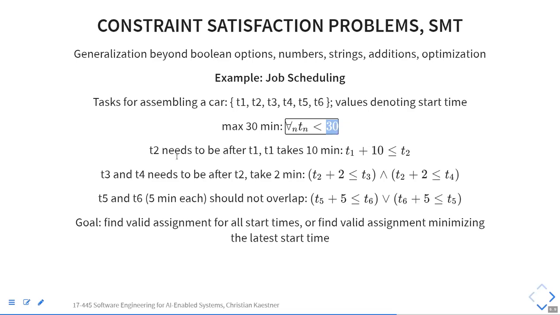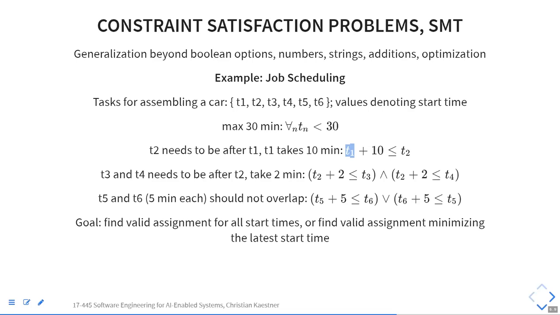And then you have constraints like the second task needs to start after the first task, and the first task takes 10 minutes, right? So the first task starts at some point, and 10 minutes later is when the second task can start. So this is again adding a bunch of constraints. This is not just Boolean, right? This is not just true and false. We are reasoning about numbers here.